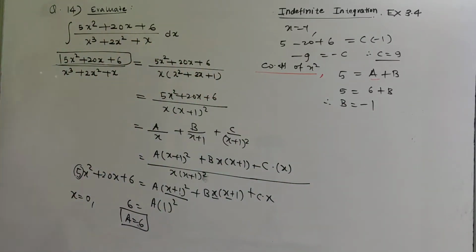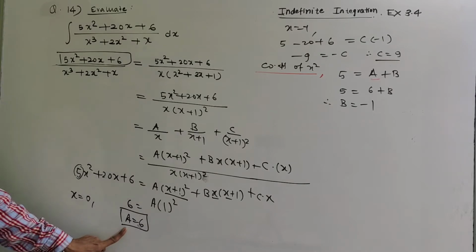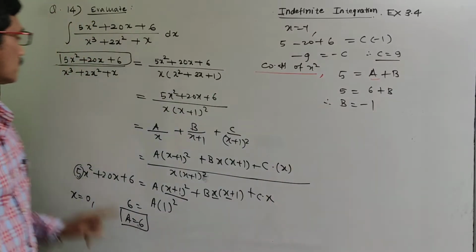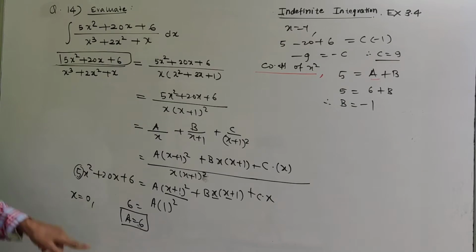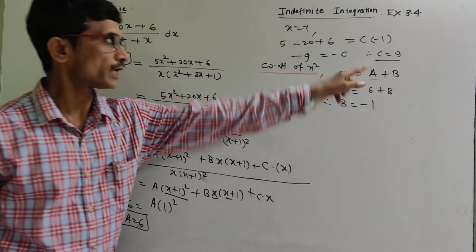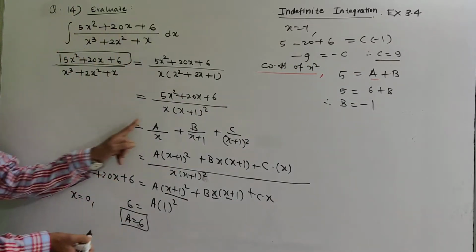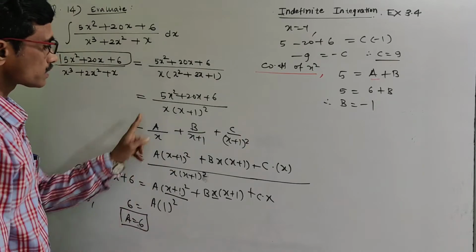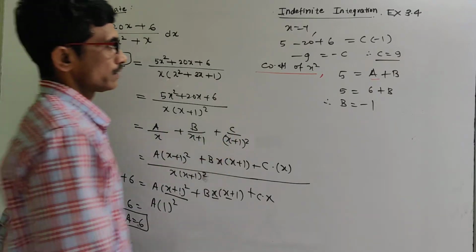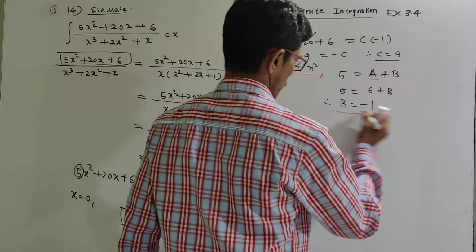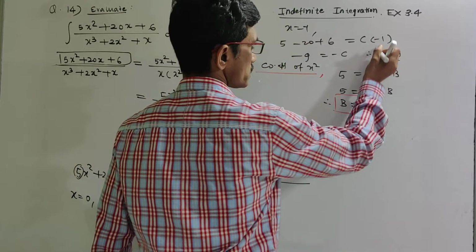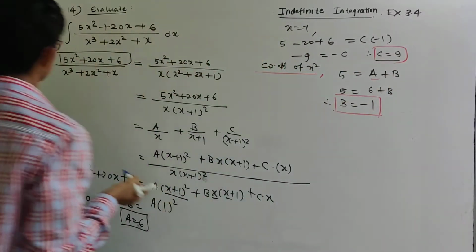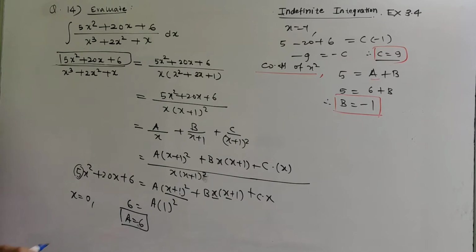That means coefficients are A is equal to 6, B is equal to minus 1, and C is equal to 9. So A, B, C we are getting as constants.